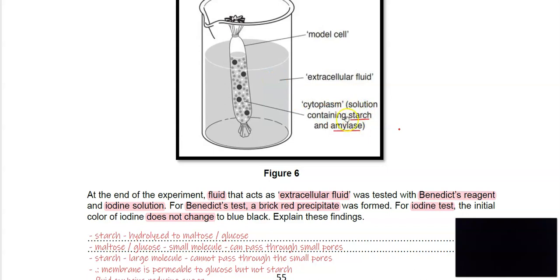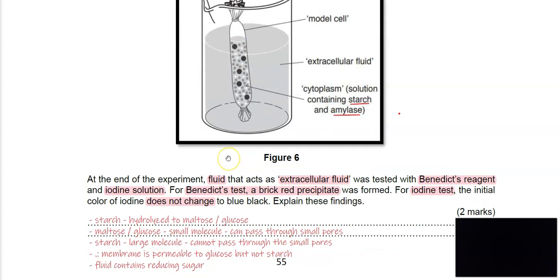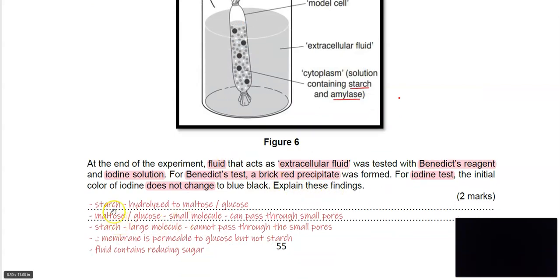As the starch structure is large, it cannot pass through the small pores that are present on the wall of the tube here. So, explain these findings. Starch will be hydrolyzed to maltose or glucose due to the presence of the enzyme amylase. The enzyme amylase will hydrolyze the starch into smaller molecules such as maltose and glucose. These two molecules are smaller in size, so they can pass through the small pores and enter into the extracellular fluid.